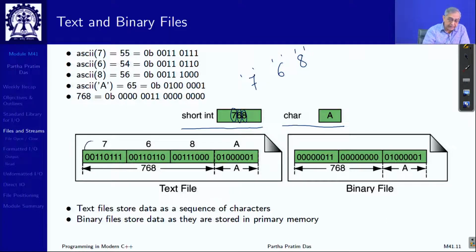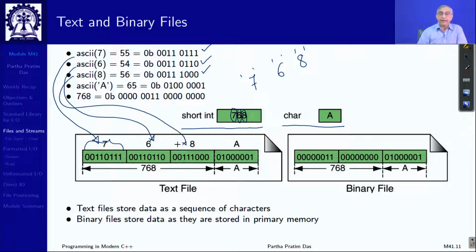So, here is the ASCII code of 7. For your convenience, I have written the ASCII codes here. You can see this is the ASCII code of 7 being written in 8 bits. Next is the ASCII code of 6 being written in 8 bits. Next is the ASCII code of 8 being written in 8 bits, and then the ASCII code of uppercase A, which is 65, is written here. So, it is being written character by character.